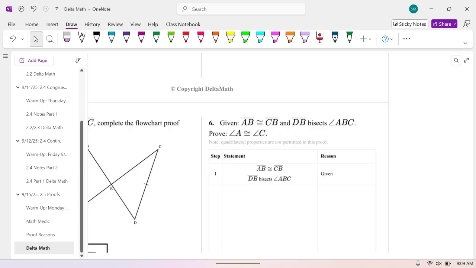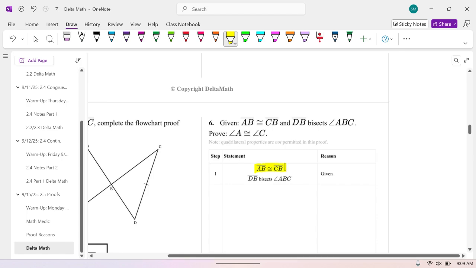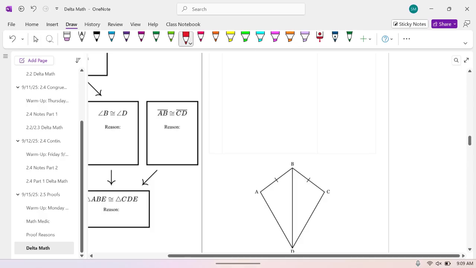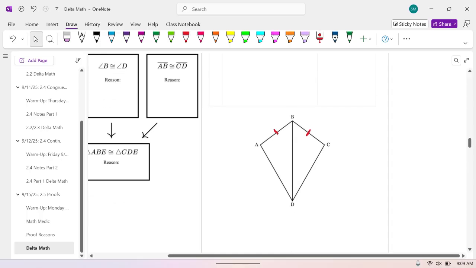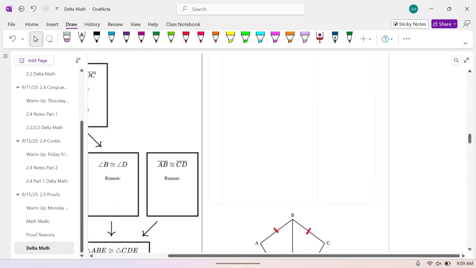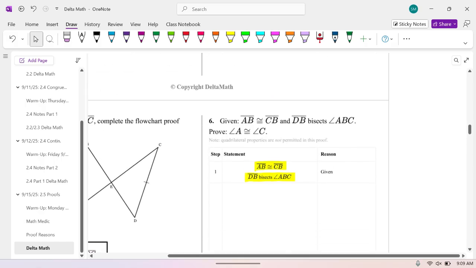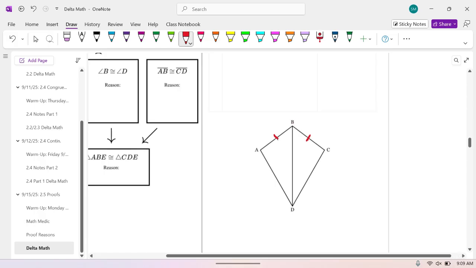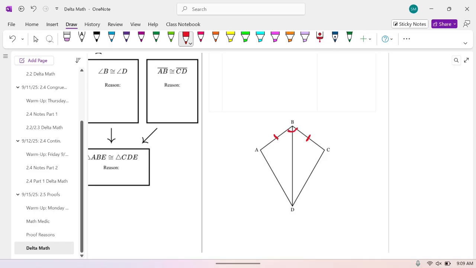So the first thing they already did is they already told us our given statements, which was side AB is congruent to CB, and DB bisects angle ABC. So they told us that these two sides were congruent, and they already marked it for us. And they also told us that DB bisects angle ABC. So it bisects this angle only.